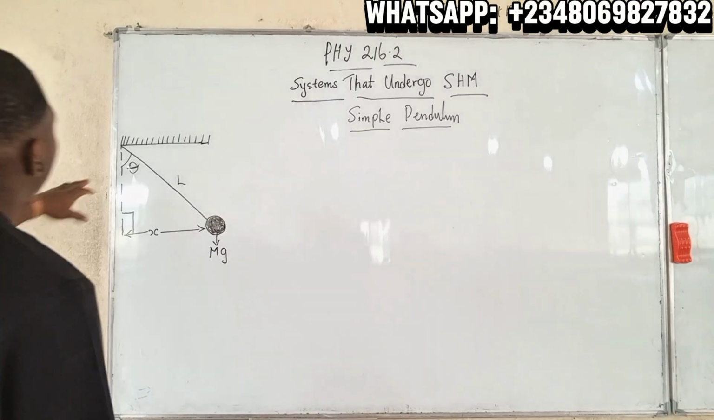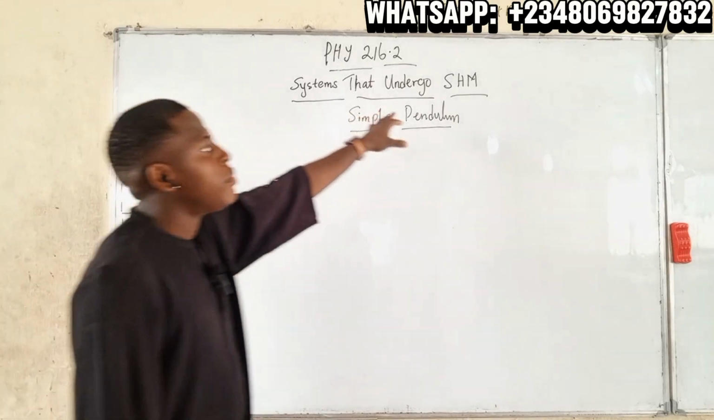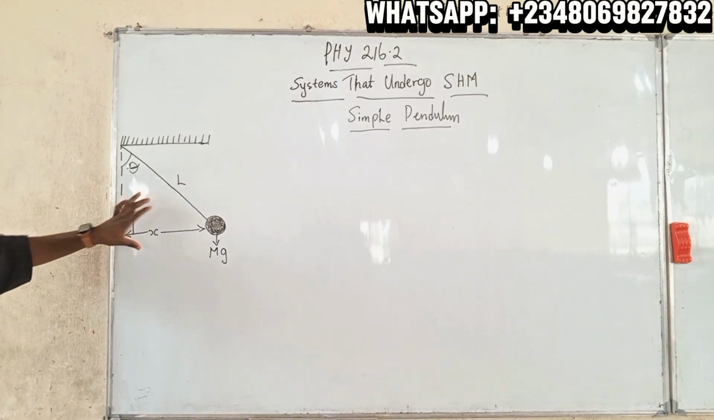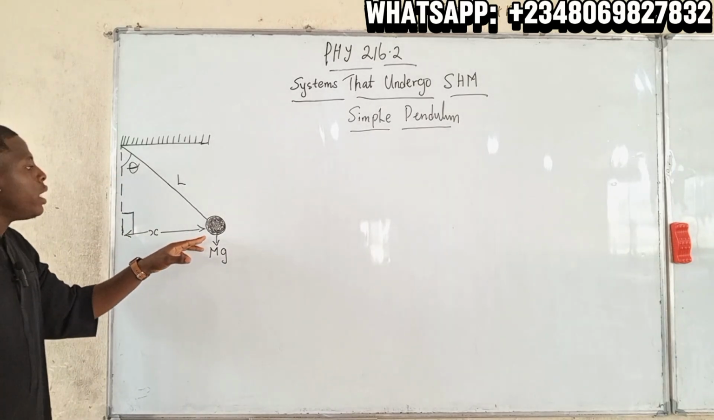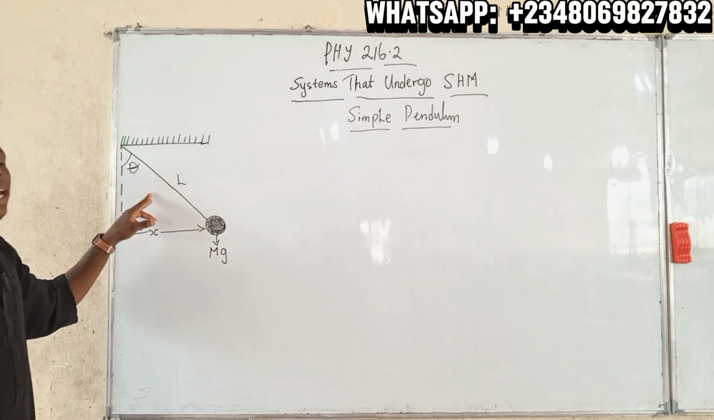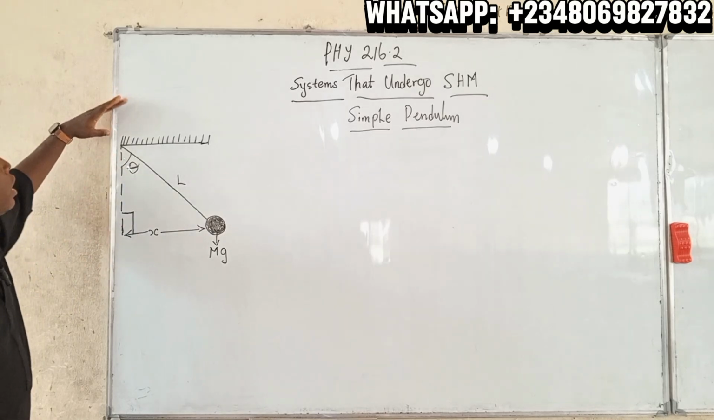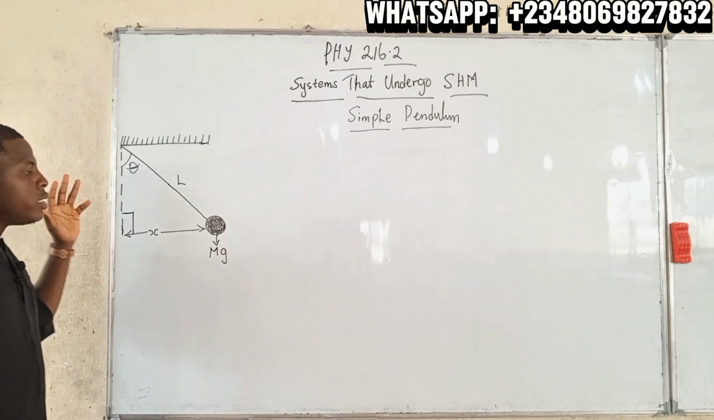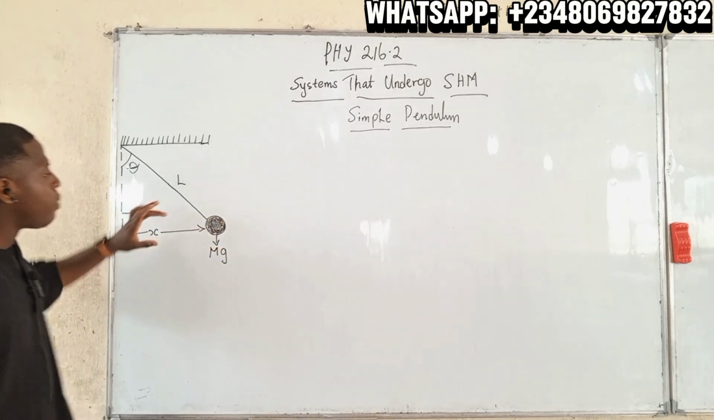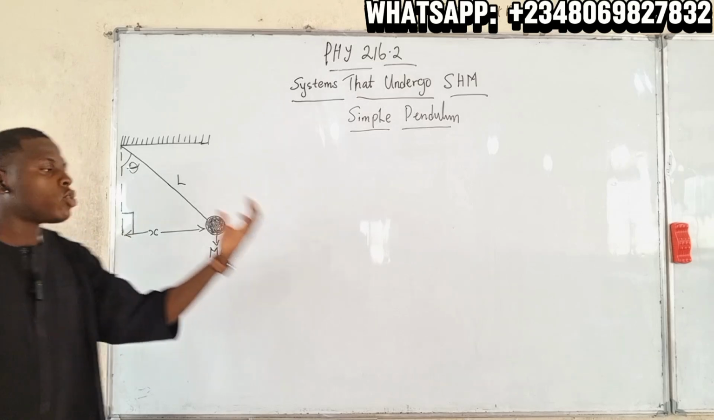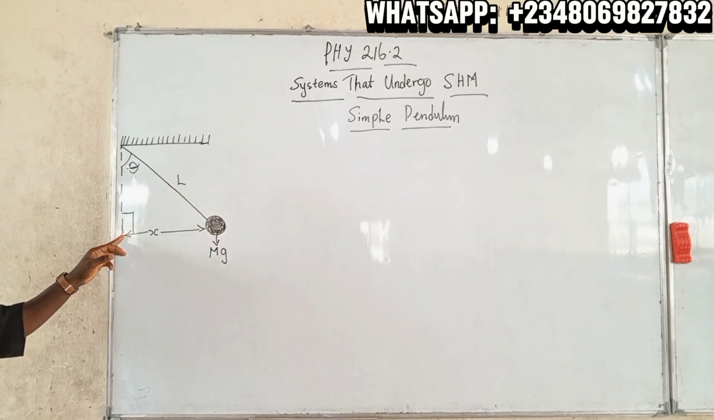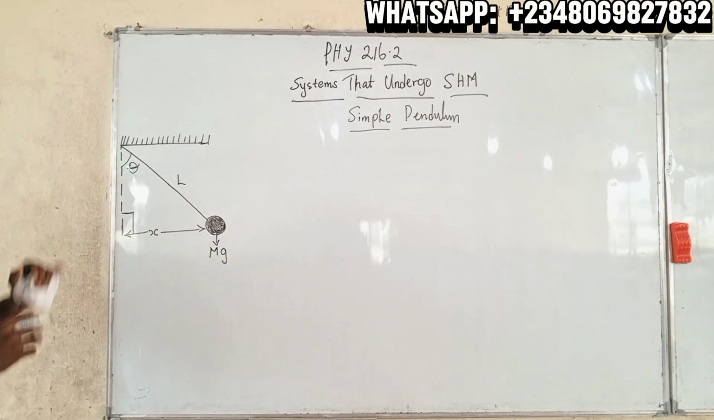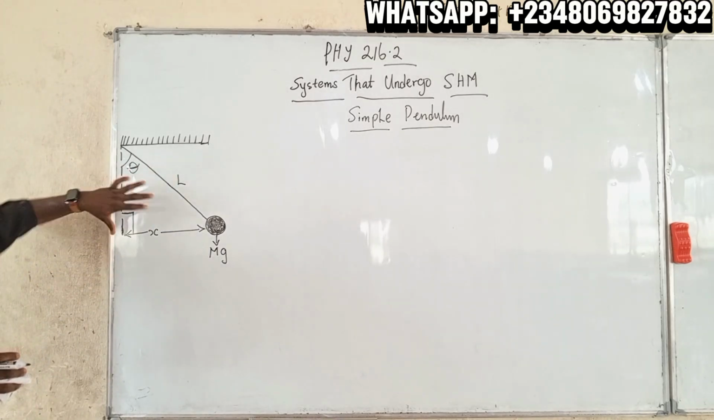The simple pendulum is an example of a system that undergoes simple harmonic motion. Here, the pendulum is tied to a rope, and that rope is connected to the ceiling. When you apply a force, the pendulum will displace to a particular extent, and then come back to its initial position, which was at equilibrium.